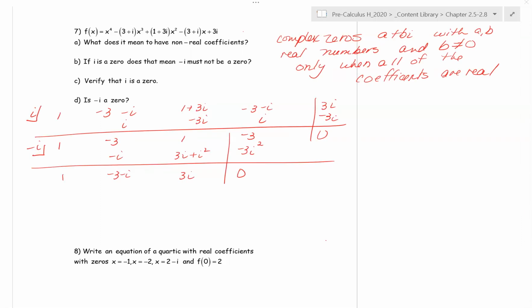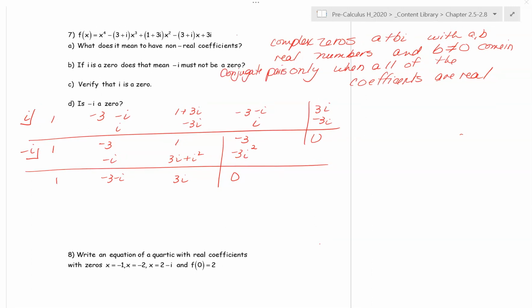Okay, so let's investigate a little further. So notice that there are non-real coefficients, and we know that complex zeros, a plus bi, where a and b are real numbers, and b is not 0. So in other words, there is an imaginary part to this complex number. Notice that only when all of the coefficients are real, that's when they come in pairs. So there you go, they come in conjugate pairs only when all of the coefficients are real.